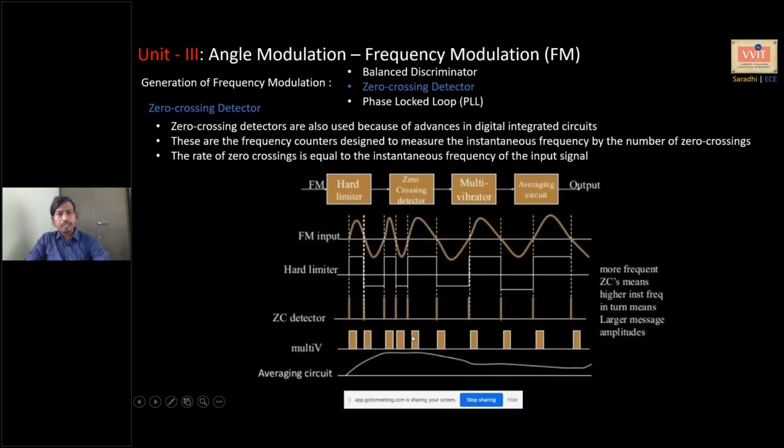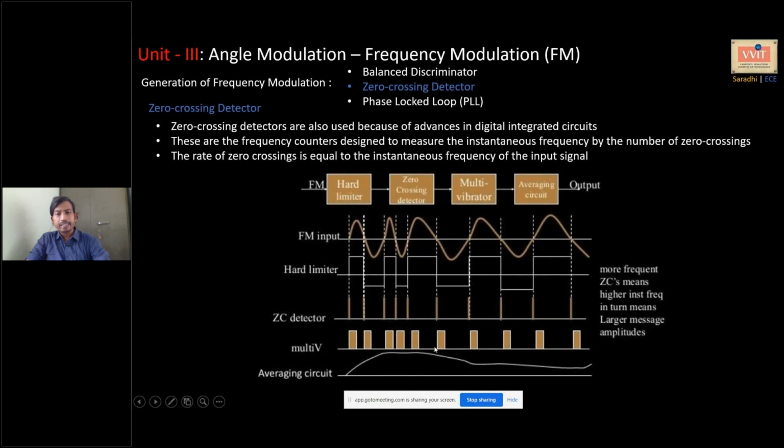So that is where the multivibrator comes into the picture. The multivibrator will convert each of these impulses, which act as triggers. You might have studied this in the PDC subject. So these impulses are acting as triggering pulses. Whenever a trigger arises, a pulse of equal height and equal width will be generated. So that is how pulses are generated.